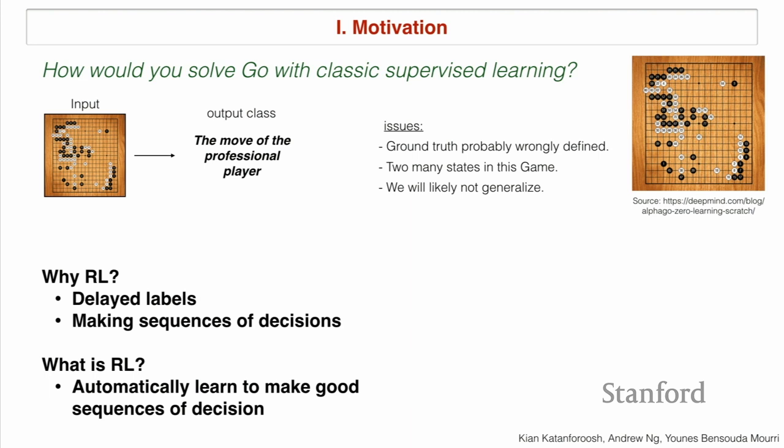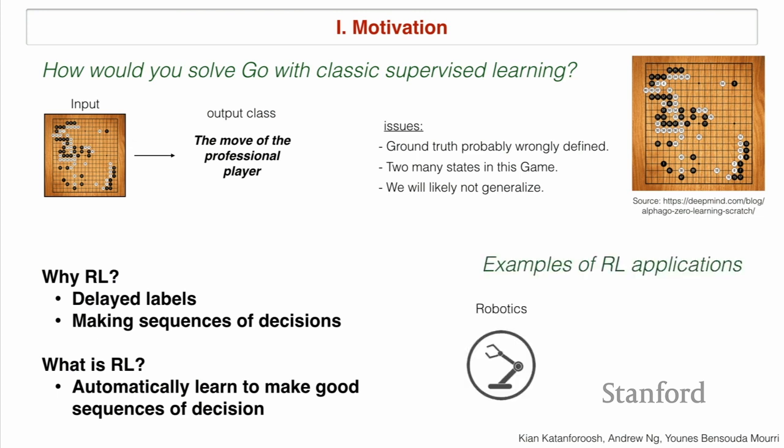Like you have to plan in advance. When you're human, you do that. When you play chess, when you play Go. So examples of RL applications can be robotics. And it's still a research topic, how deep RL can change robotics.